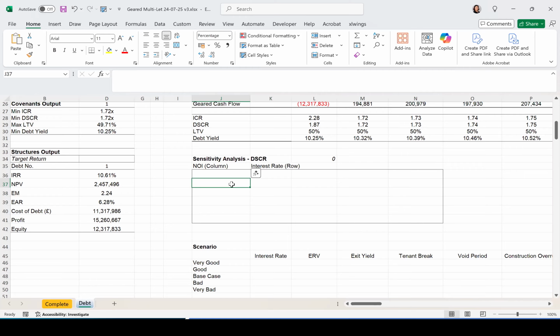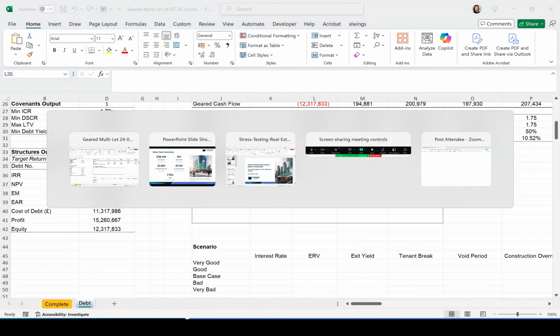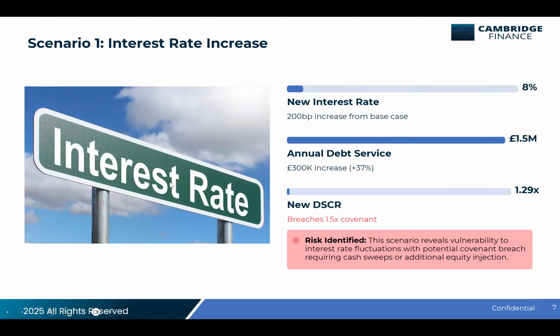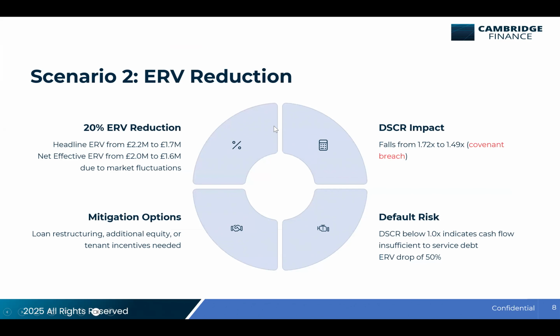So when you're going to test the model, create the scenarios, my recommendation is that you really think about the scenarios that you want to stress. Don't just say you want to test all the variables possible and create all the pairings possible and so on. Be more efficient with the variables that you want to test. In this case, we want to test two scenarios. Scenario one is the interest rate increase, and scenario two is the ERV reduction.